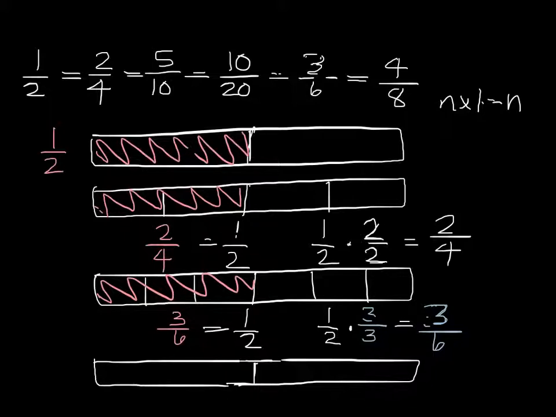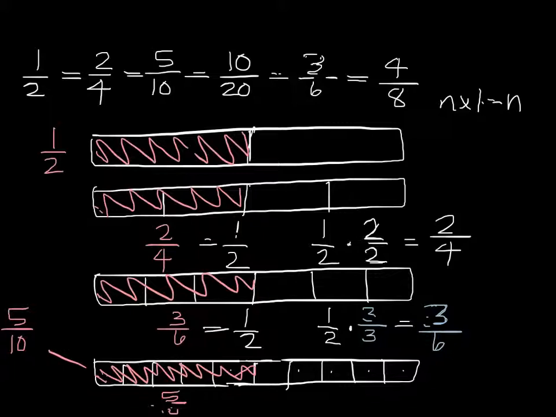Now this one we'll break into, now we have 1, 2, 3, 4, 5, 6, 7, 8, 9, 10, and let's take 5 of those. 2, 3, 4, 5. Now this one we have 5/10. Now, how is 5/10 the same as 1/2? Well, if we look at it visually, boys and girls, we see that 5/10 is the same as 1/2.